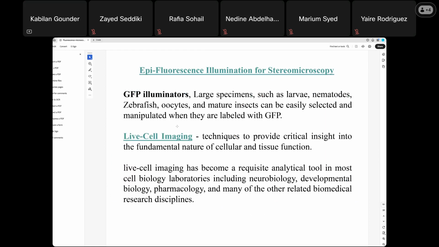Also, live cell imaging techniques provide critical insight into the fundamental nature of cellular and tissue functions. Also, live cell imaging is a basic analytical tool in most cell biology laboratories, neurobiology, developmental biology, pharmacology, and other related biochemical research disciplines. This plays an important role in understanding the basics.